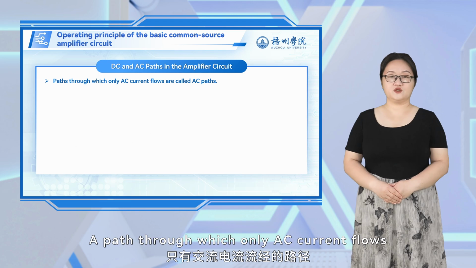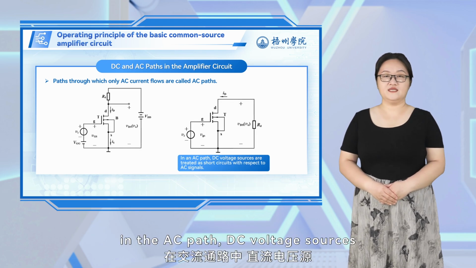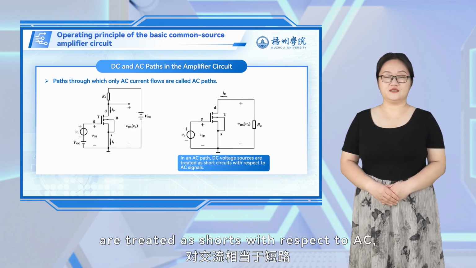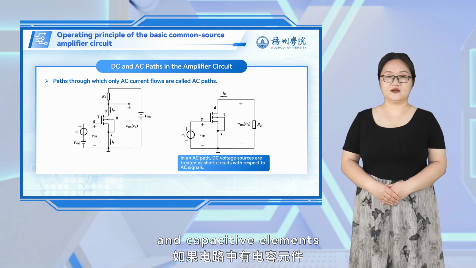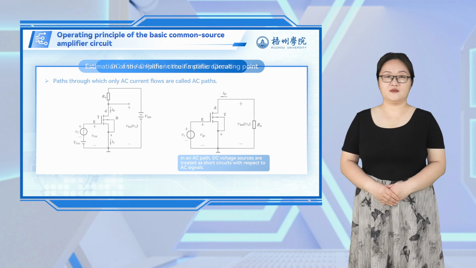A path through which only AC current flows is called the AC path. In the AC path, DC voltage sources are treated as shorts with respect to AC, and capacitive elements are generally treated as shorts in the AC path.